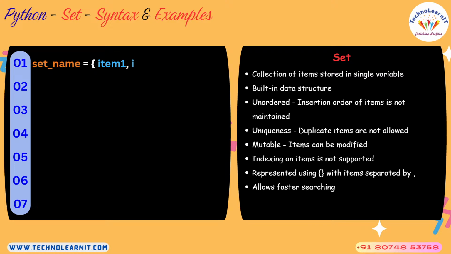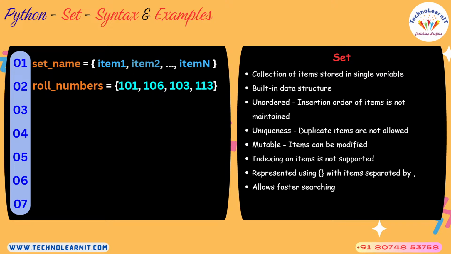So if you see this, you have set name, a variable name, equal to, and you have to use flower braces, and all the items have to be separated by comma. So an example here, if you want to maintain the roll number of the students who have participated in sports at least once, and you don't want to really repeat the roll numbers if the same student with the roll number has appeared for sports more than once. That is the objective here.